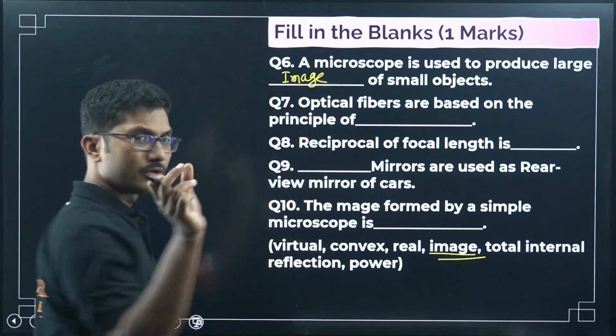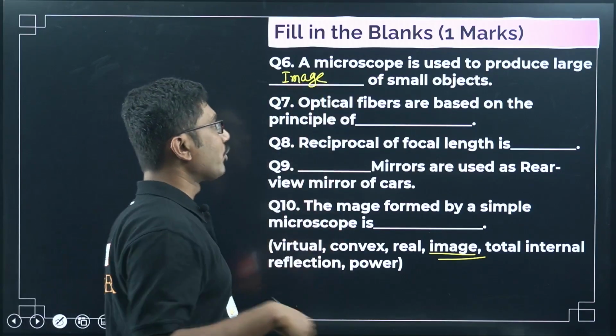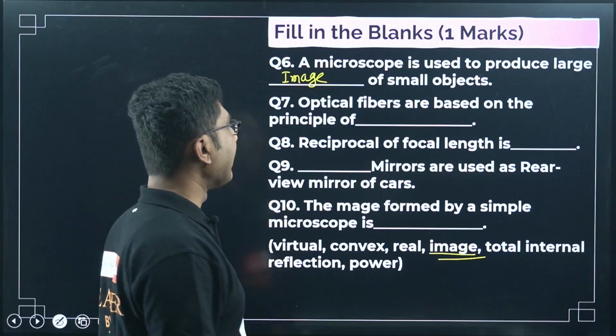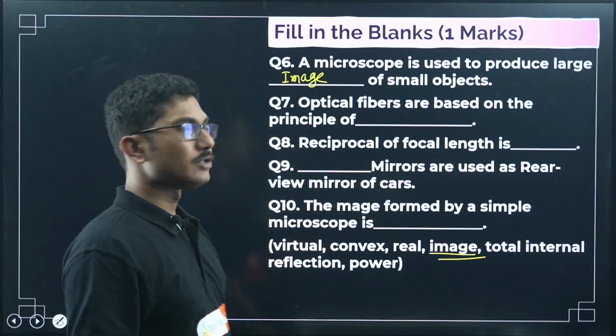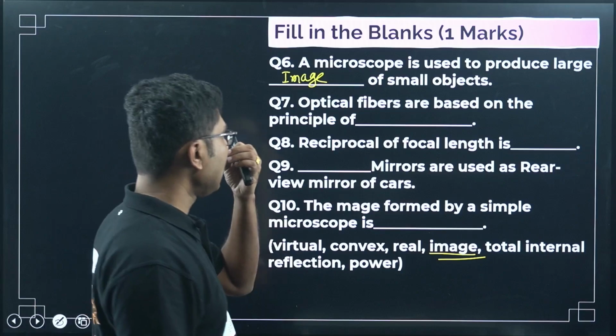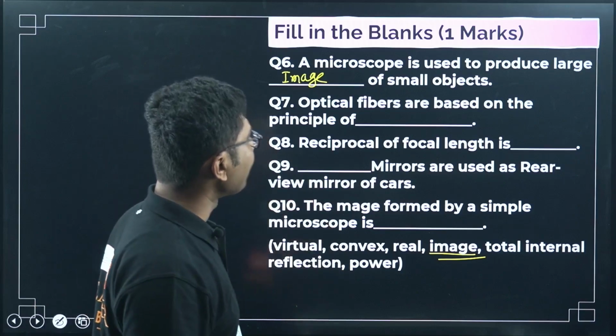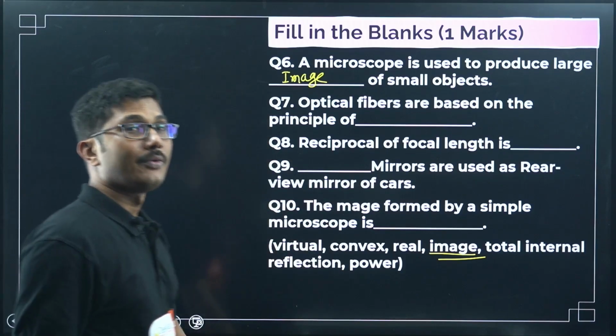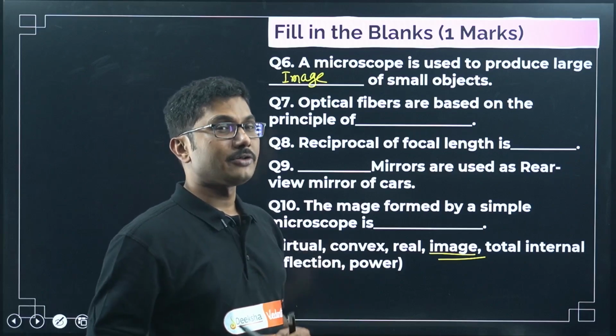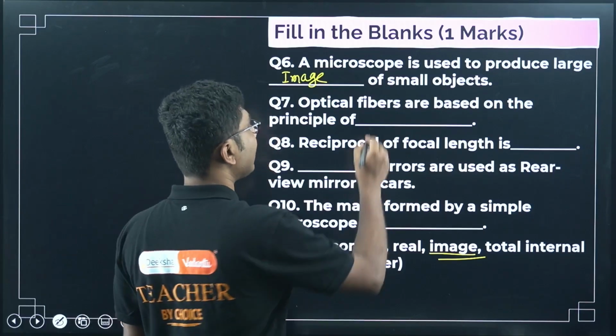Okay, micro stands for small. Scope means it makes things big. So it makes a bigger image of a smaller object. Okay, optical fibers are based on the principle of what? Optical fibers are based on the principle of total internal reflection.